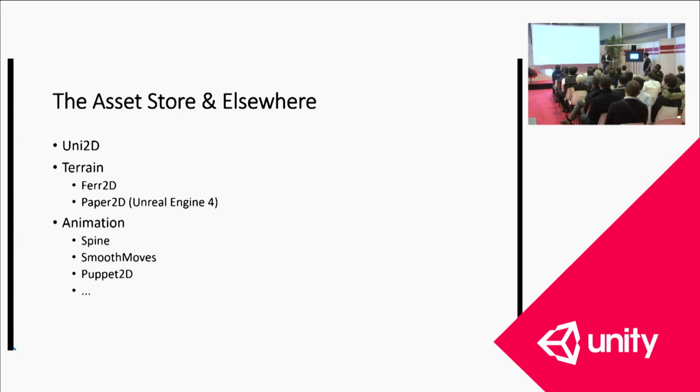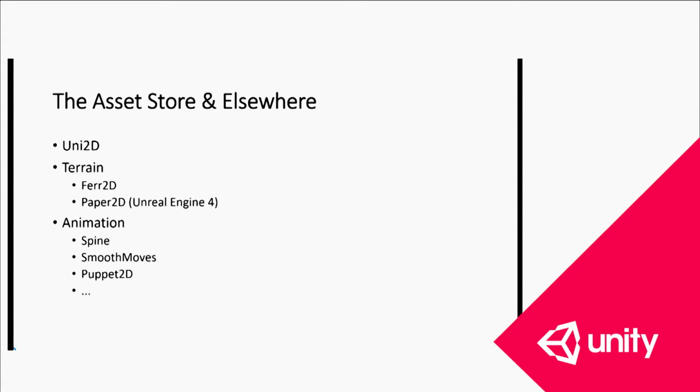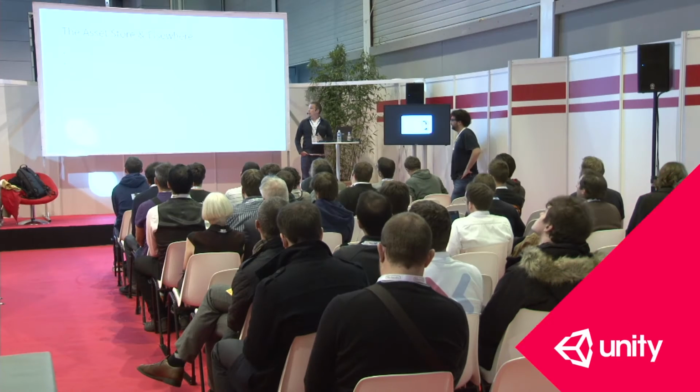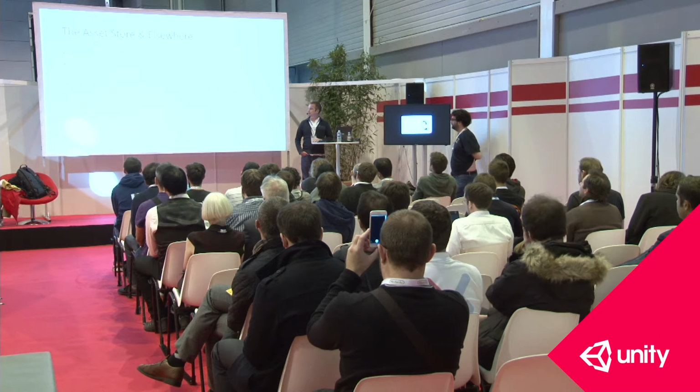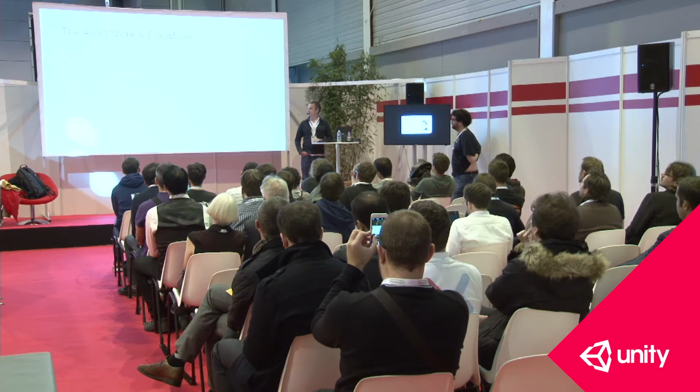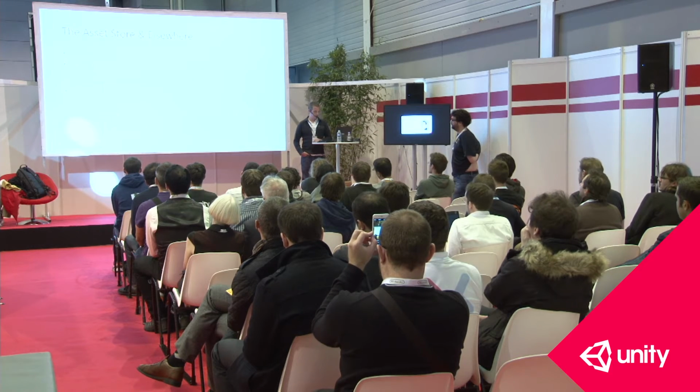Finally, just to give you some context, here are some assets on the asset store that do similar things. You get Uni 2D that does lots of stuff. For terrain, you got Fur 2D. Apparently, there's something called Paper 2D on the Unreal Engine 4. For animation, you got Spine, Smooth Moves, Puppet 2D, etc. We've evaluated some of these packages, but so far we're not using any of them. So let's show you some stuff.